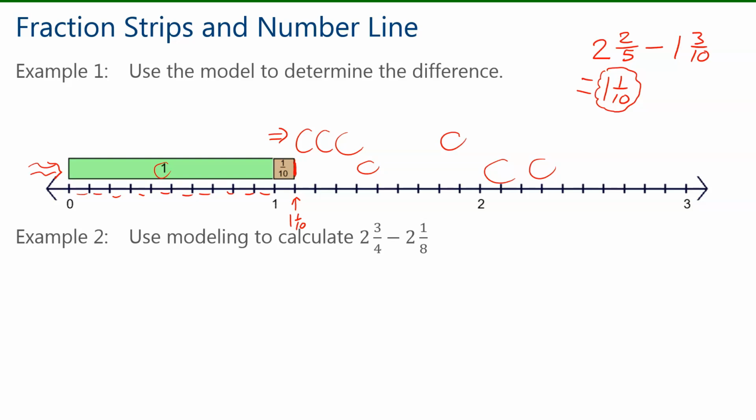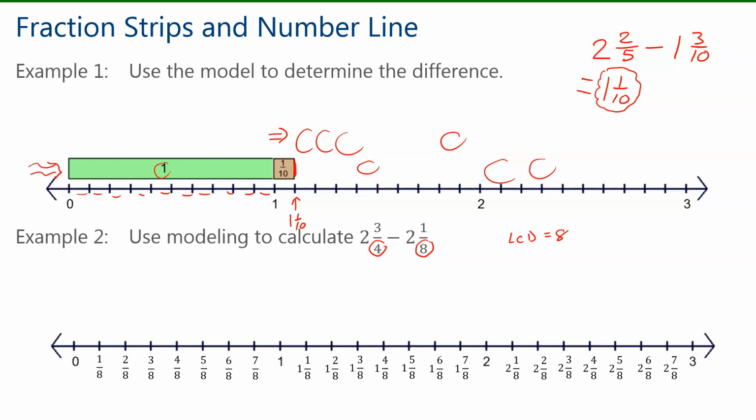In our second example, we're going to use our number line and our fraction strips to calculate 2 3/4 subtract 2 1/8. Let's first of all have a look at our denominators here. Because when we put down our number line, we want to know what to divide our number line into, what number of equal sections between the wholes. Well, my LCD for 4 and 8 is 8, so I will have 8 sections in between each whole. There we go, all labeled.